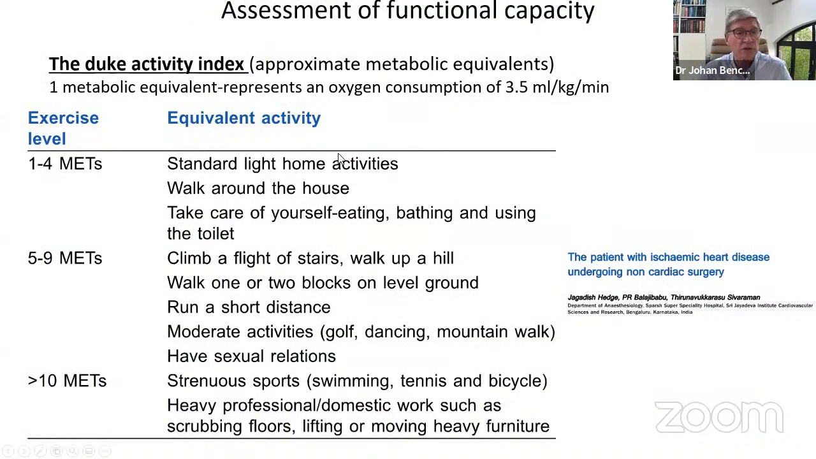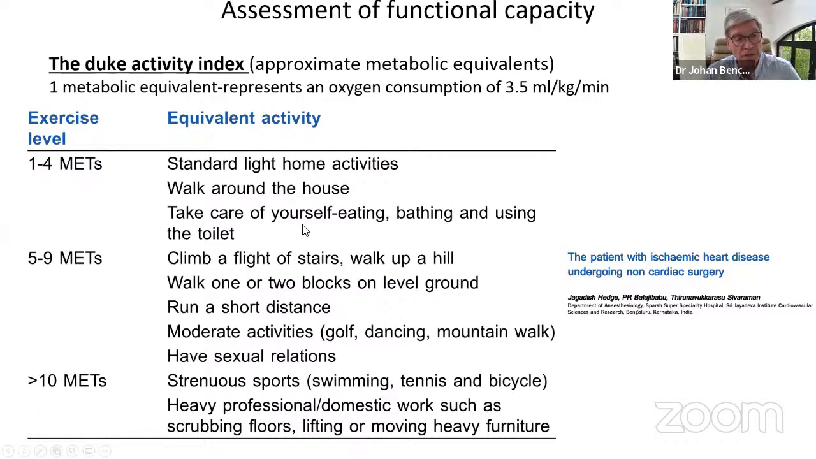Just to come back to the whole concept of METs, the metabolic equivalence, or the VO2 max that we talk about, we can see 1 to 4 METs is standard light home activities and walking around the house. I'd say that anything from 4 and above is really not in the high risk area.